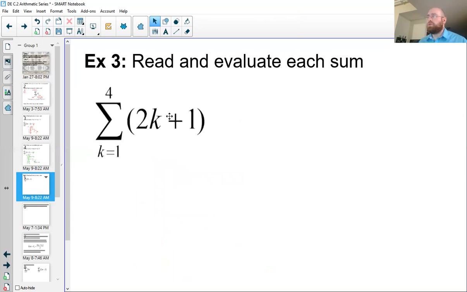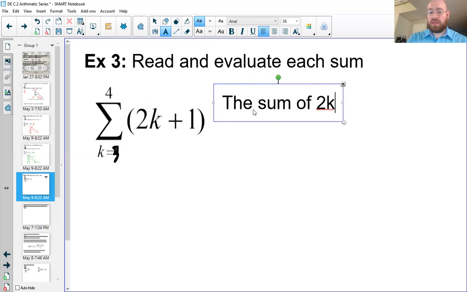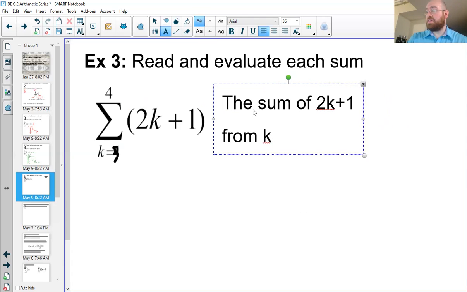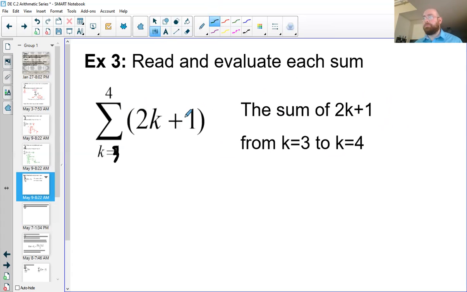All right, so rather than starting at 1, we could have an expression starting at 3. We are going to change that up a little bit to see how it impacts it. So this would be the sum of 2k plus 1 from k equals 3 to k equals 4. Even though we're starting at a different number, the process is going to be the same.